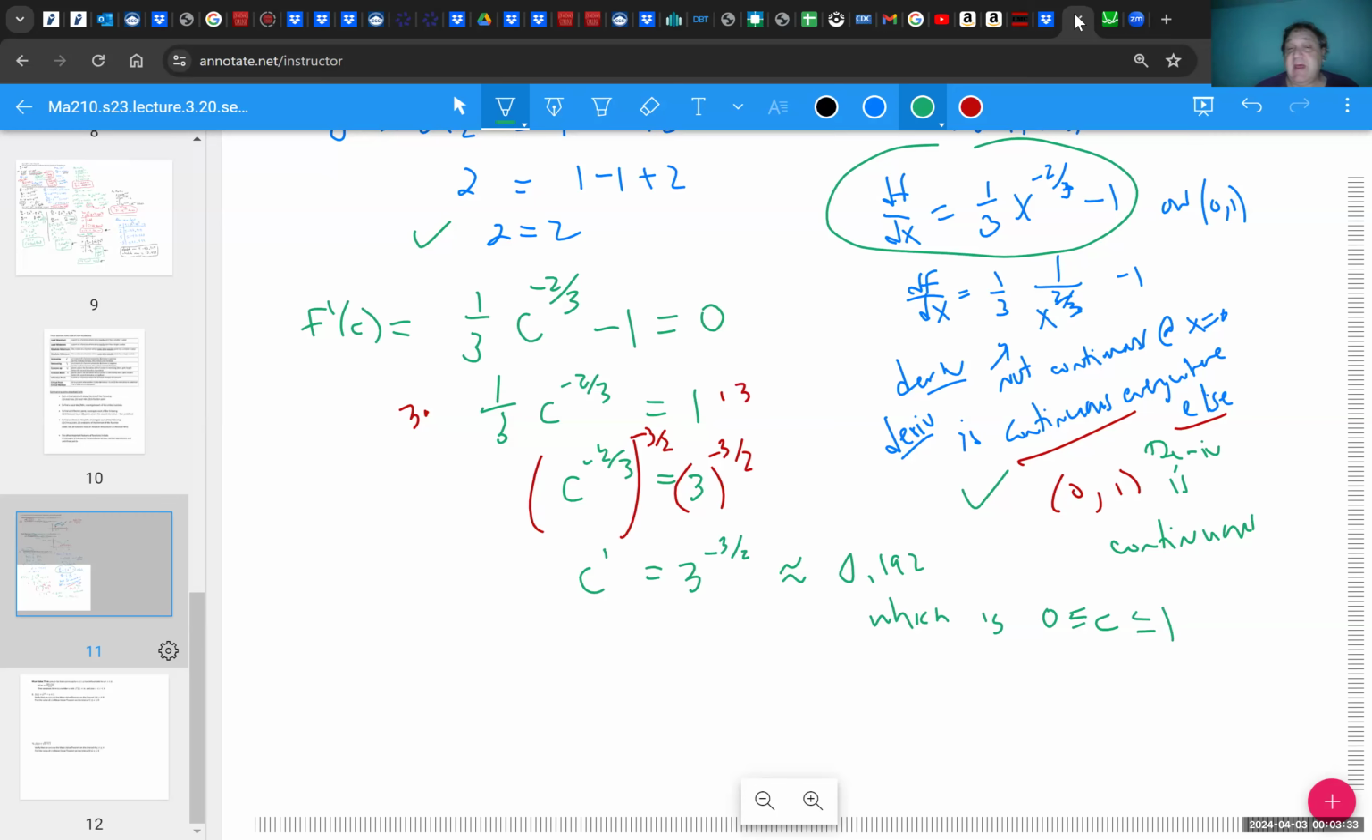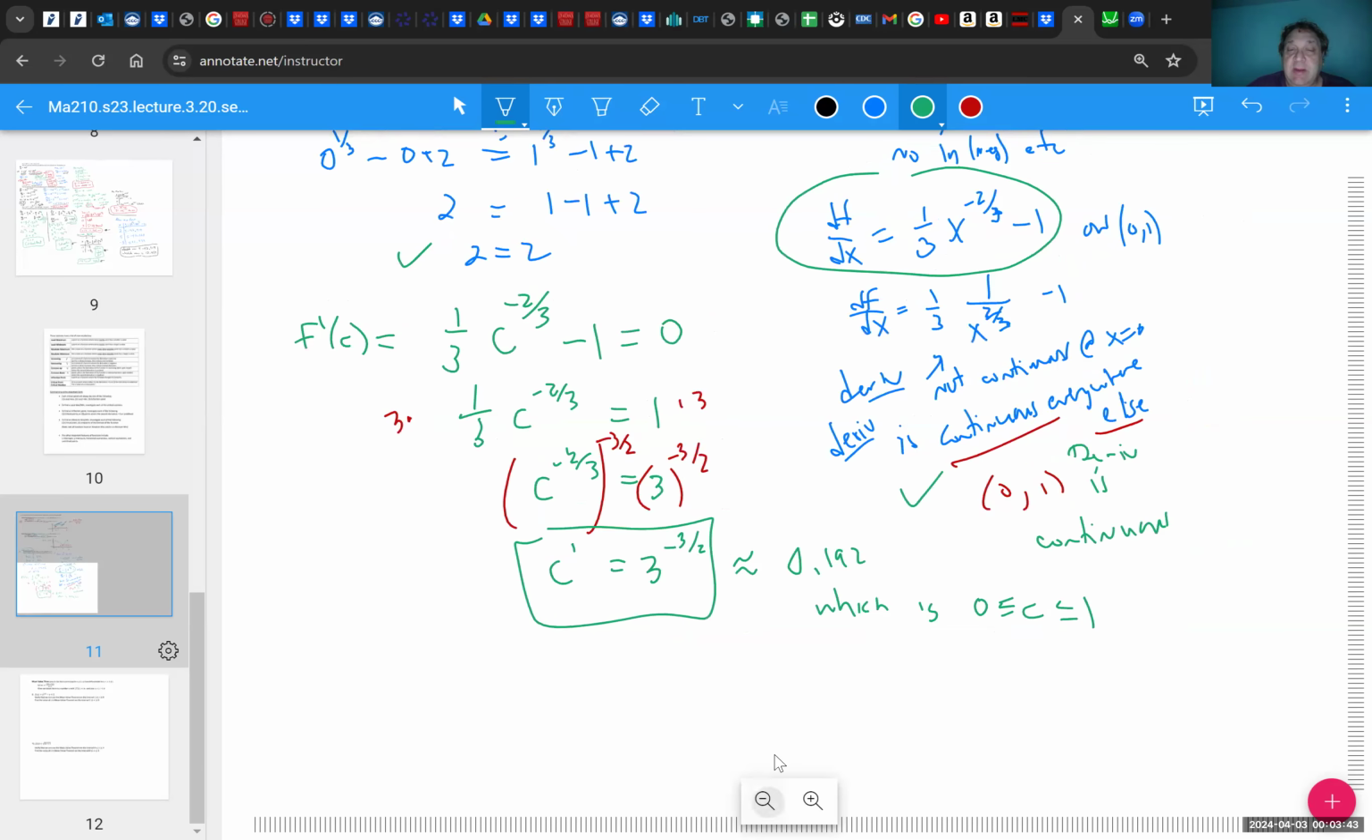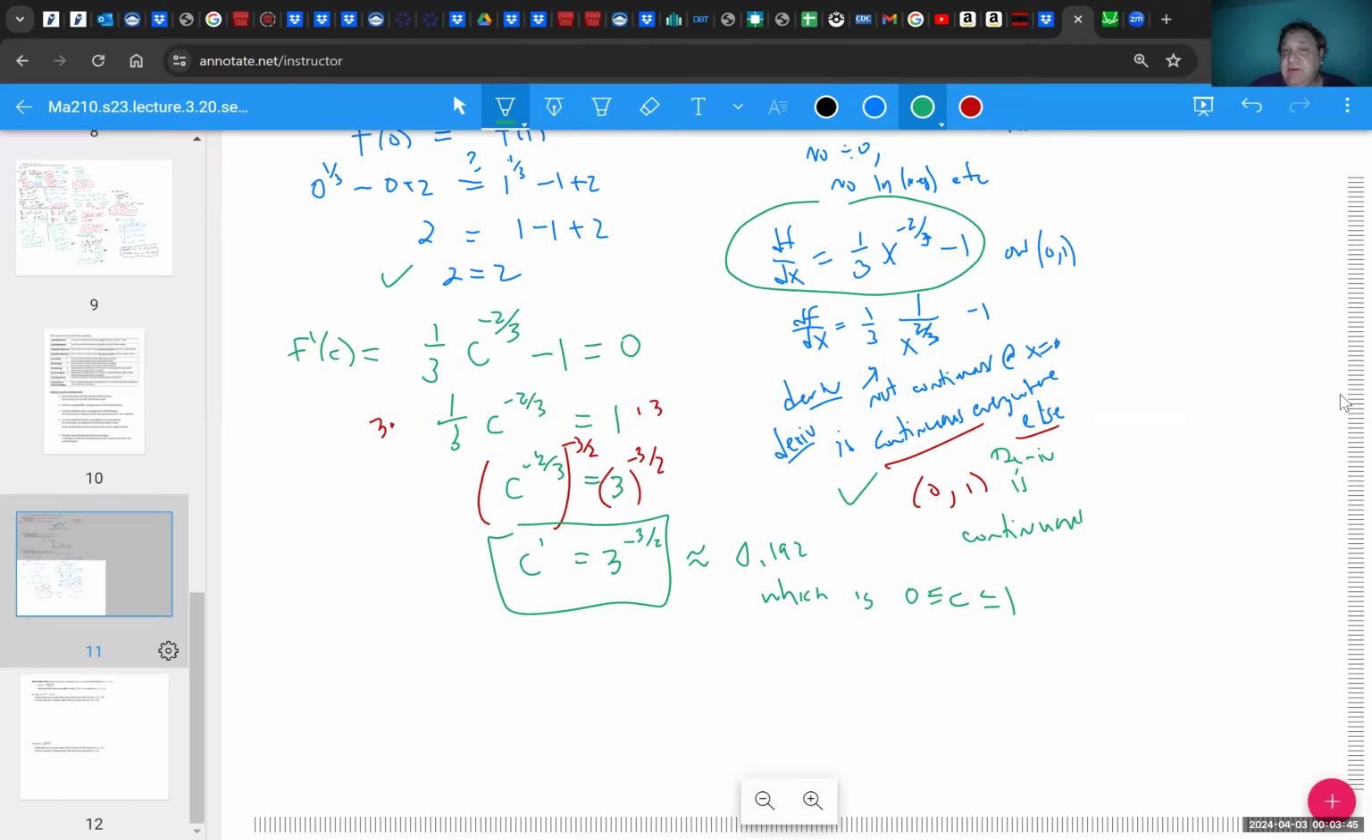So we found the value of c that satisfies Rolle's theorem. It's 3 to the negative 3/2 power, and that's it. That's it for what you need to know about Rolle's theorem. It just has some conditions you need to verify.